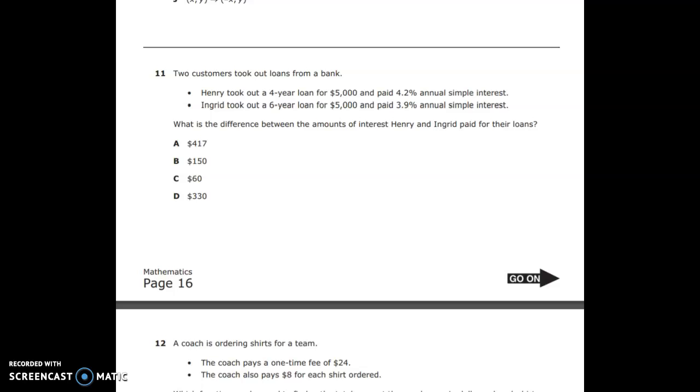Number 11. Two customers took out loans from a bank. Henry took out a 4-year loan for $5,000 and paid 4.2% annual simple interest. Ingrid took out a 6-year loan for $5,000 and paid 3.9% annual simple interest. What's the difference between the amount of interest Henry and Ingrid paid for their loans? $417, $150, $60, $330.